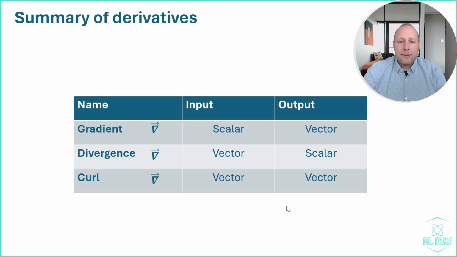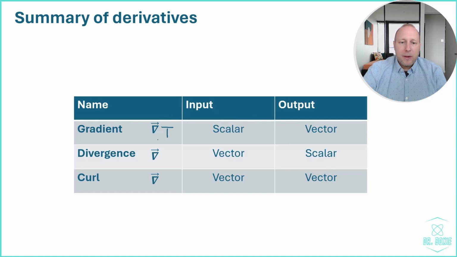We have the gradient, the divergence, and the curl. The gradient will be written as nabla with some scalar field behind it. So what you input into a gradient is a scalar field, and what comes out is a vector field.